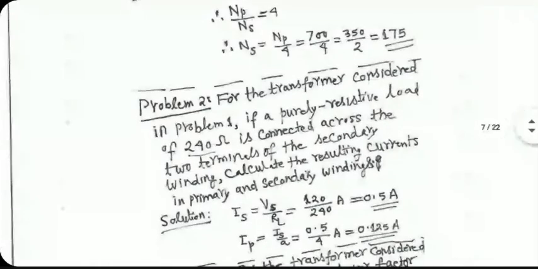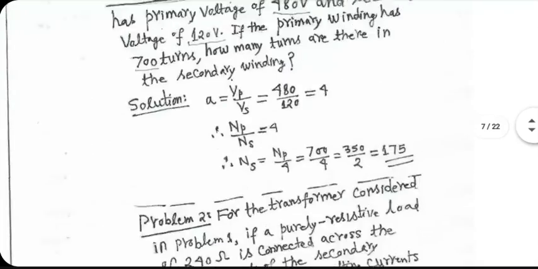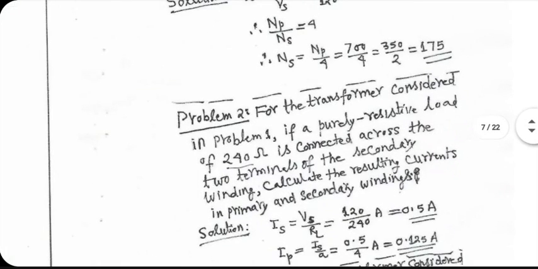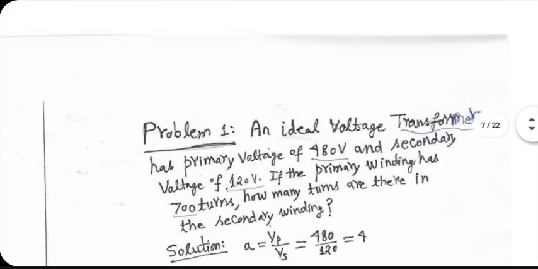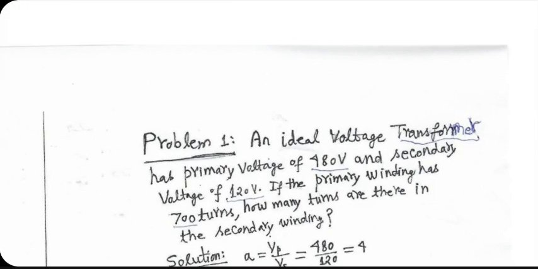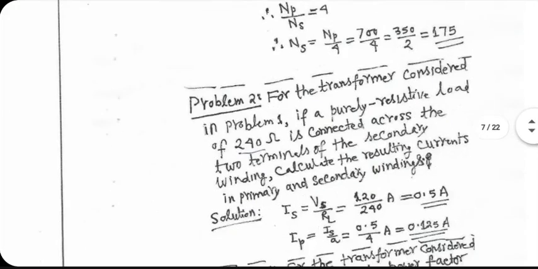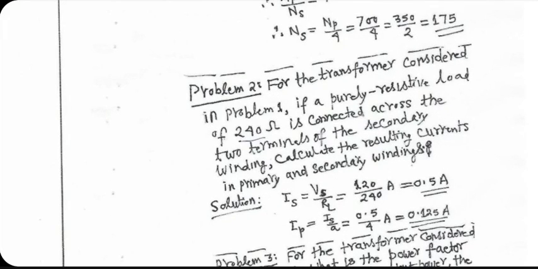Then next one. For the transformer considered in problem 1, if a purely resistive load of 240 ohm is connected across the two terminals of the secondary winding, calculate the resulting currents in primary and secondary winding. Secondary voltage is 120 volt and you are connecting a load of 240 ohm. So secondary current will be 120 divided by 240 amperes, 0.5 amperes.